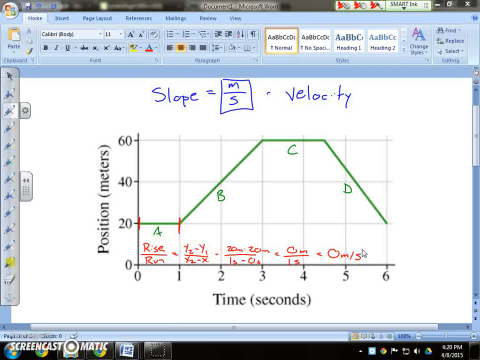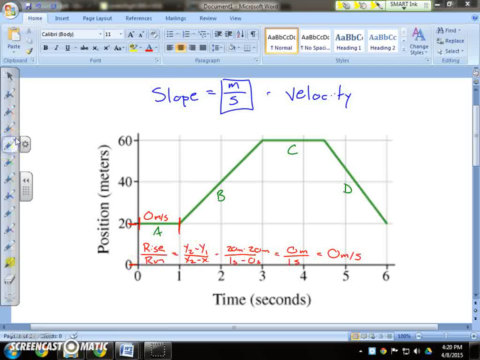Now, what does 0 meters per second actually tell us? It means that whatever this is, and we could call it a ball, this ball is completely stationary. It is stopped. Now, where is it stopped? It is stopped exactly 20 meters from the start, or wherever it actually started.